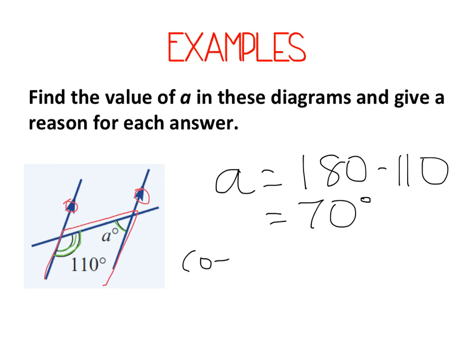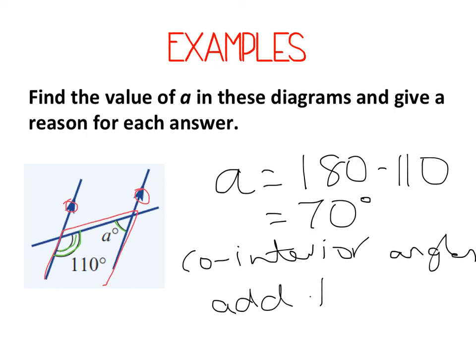Why? Co-interior angles add to 180. Cool. And that's it, guys. That's transversals and parallel lines.